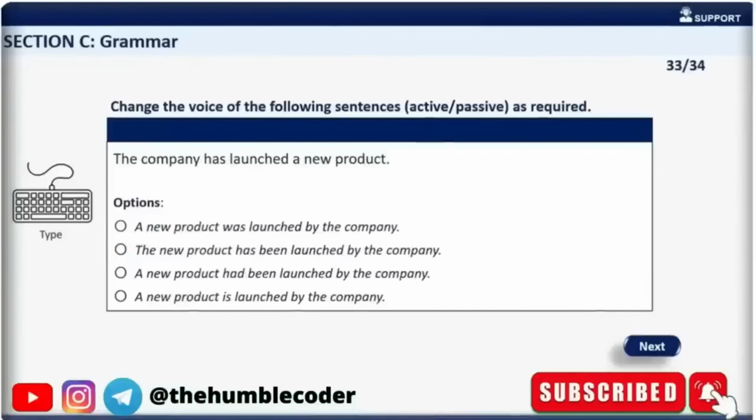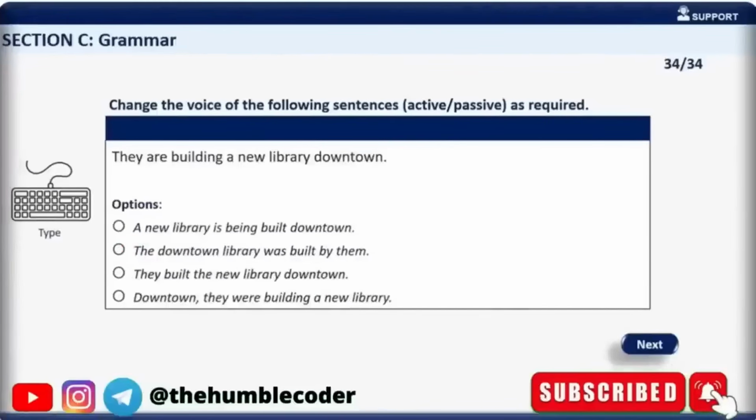The company has launched a new product. Okay, and the options that we have are: a new product was launched by the company, the new product has been launched by the company, a new product had been launched by the company, a new product is launched by the company. So the correct answer in this case is going to be this one, which is, the new product has been launched by the company. Next, look at the next question.